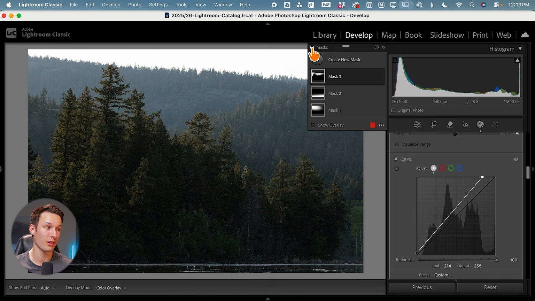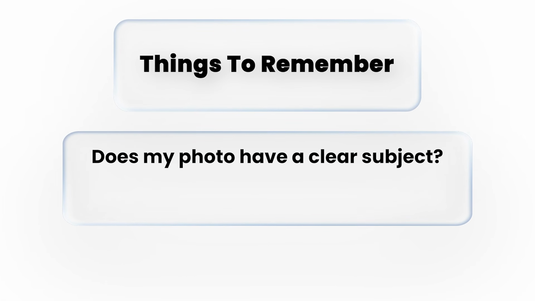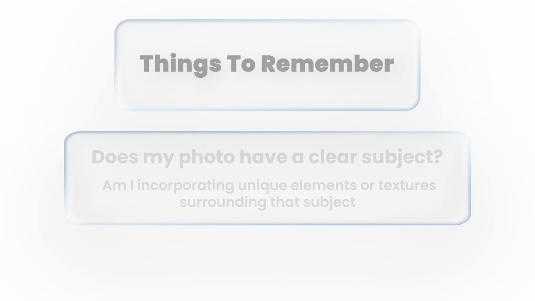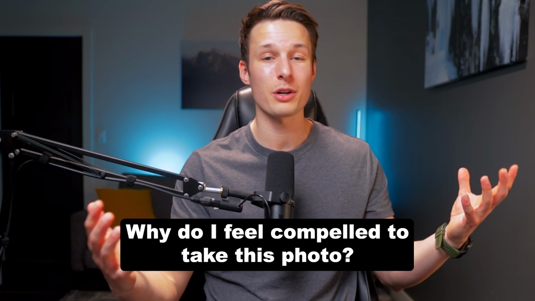So I know we've covered a lot, so let's distill this into a simplified version. If your photo feels flat or boring, first ask, does my photo have a clear subject? If yes, am I incorporating unique elements or textures surrounding that subject to make the photo feel more compelling? If you still can't figure out what those things might be, ask yourself, why do I feel compelled to take this photo? Consider what surrounding things make you perceive this scene in front of you as interesting.